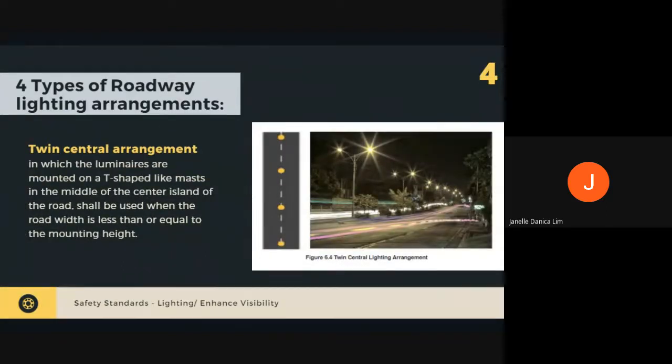Next is the twin central arrangement. This is like the last roadway lighting arrangement, in which the luminaires are mounted on a T-shaped mast in the middle of the center of the island of the road. It shall be used when the road width is less than or equal to the mounting height.